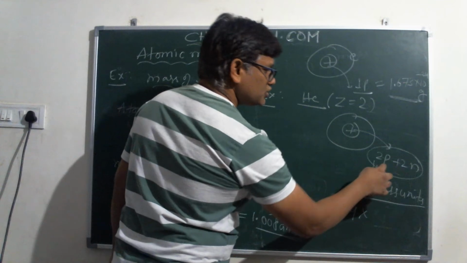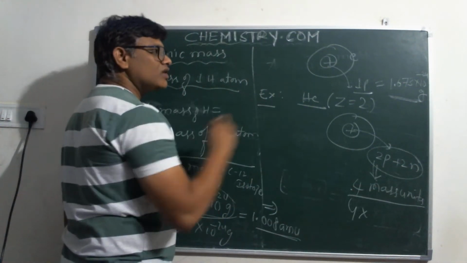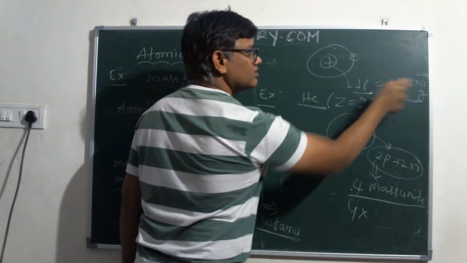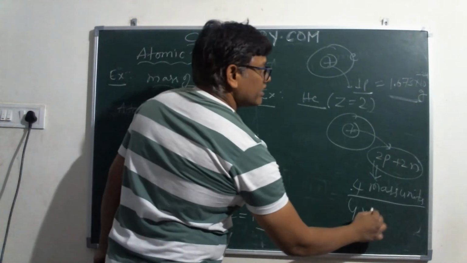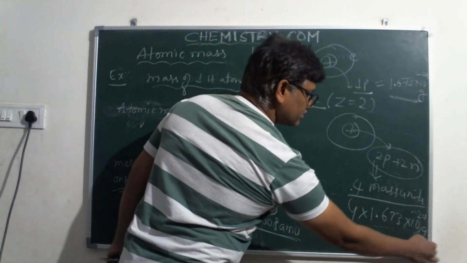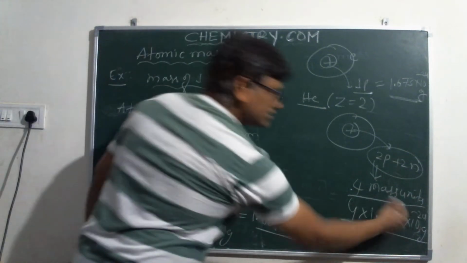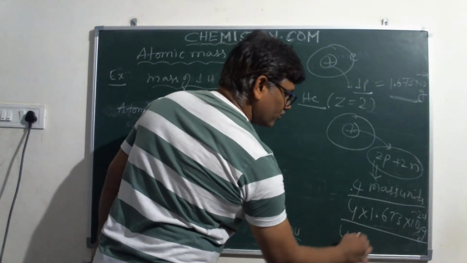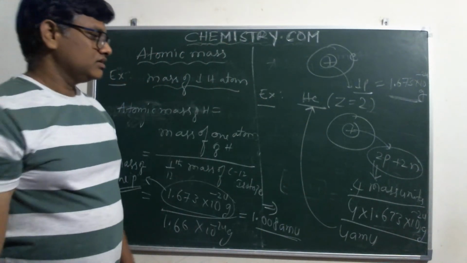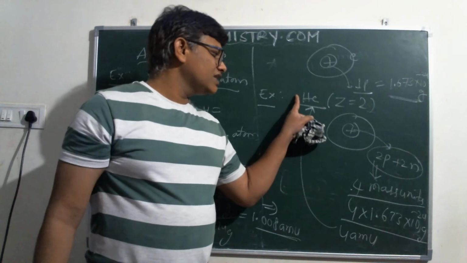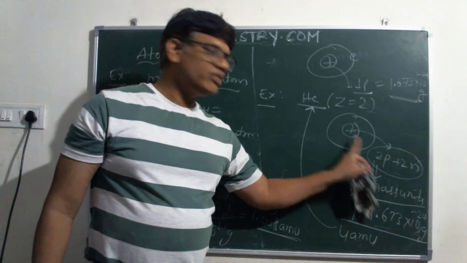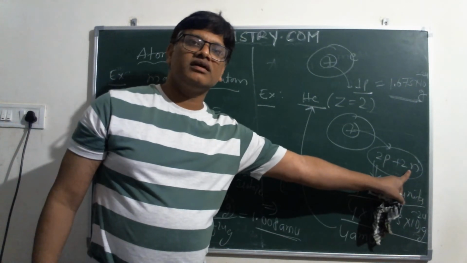So 2 protons and 2 neutrons. Each, either proton or neutron, has a mass in grams of nearly 1.673 into 10 power minus 24 grams, and this is nothing but AMU. So we can write the atomic mass of helium as 4 AMU. Helium has 4 mass units in the nucleus, given by 2 protons and 2 neutrons.